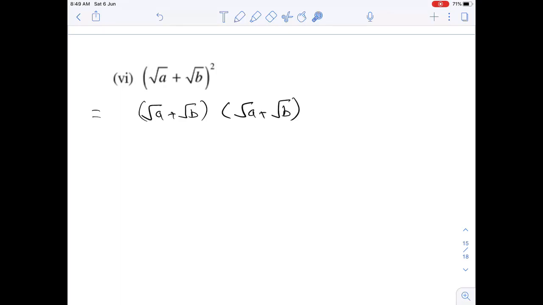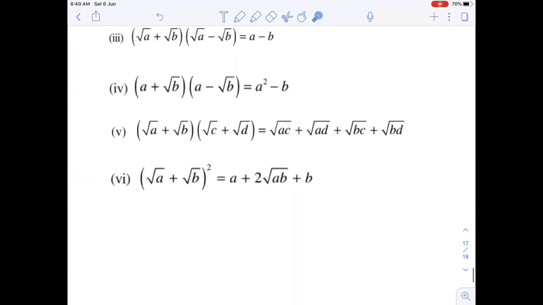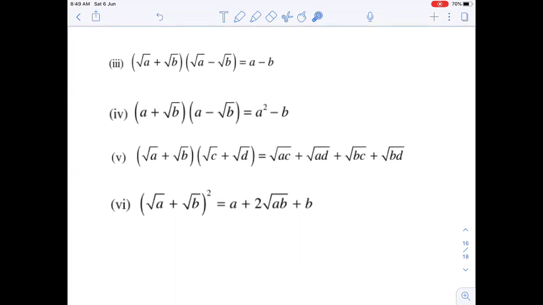Then our regular procedure: you multiply the first term with this full bracket, then the second term with this full bracket, and you obtain that formula. Is it clear? When you solve further, you will get these four rules. The first rule is that (√a + √b)(√a − √b) equals a − b. Then there is (a + √b)(√c + √d), and finally you get this. These four are what we can consider the laws of surds.